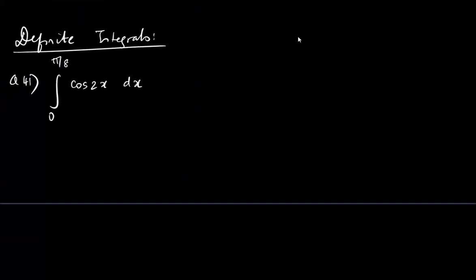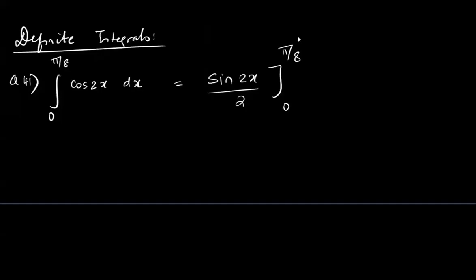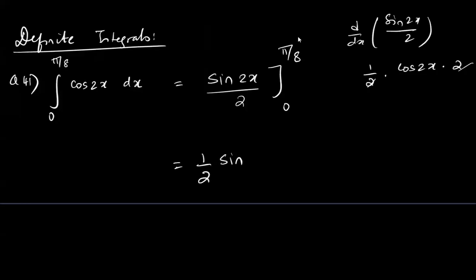Okay, so this is nothing but sine 2x over 2 between the limits 0 to pi over 2. You can always check what is the derivative of this. The derivative of this will be cosine 2x times 2, correct? So that's how I got this. Okay, so then I substitute. I get 1 half sine pi over 4 minus 1 half sine 0. So sine pi over 4 is root 2 over 2. So I have root 2 over 4 as my answer.